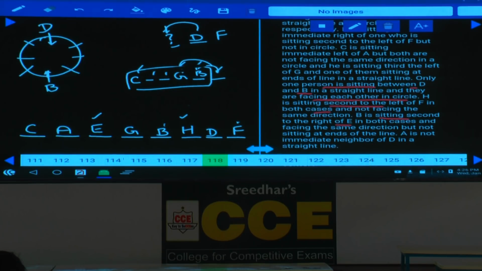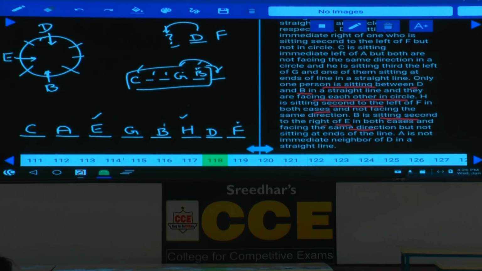As B is seated second to the right of E in both the cases, tell me where this E should be, facing the same direction. As these two persons are facing the same direction, B is facing the center, so E must also face the center, because B and E are facing the same direction. Hence, E must be at this place. Now we can fix the position of E as well. Okay, three persons were finalized.